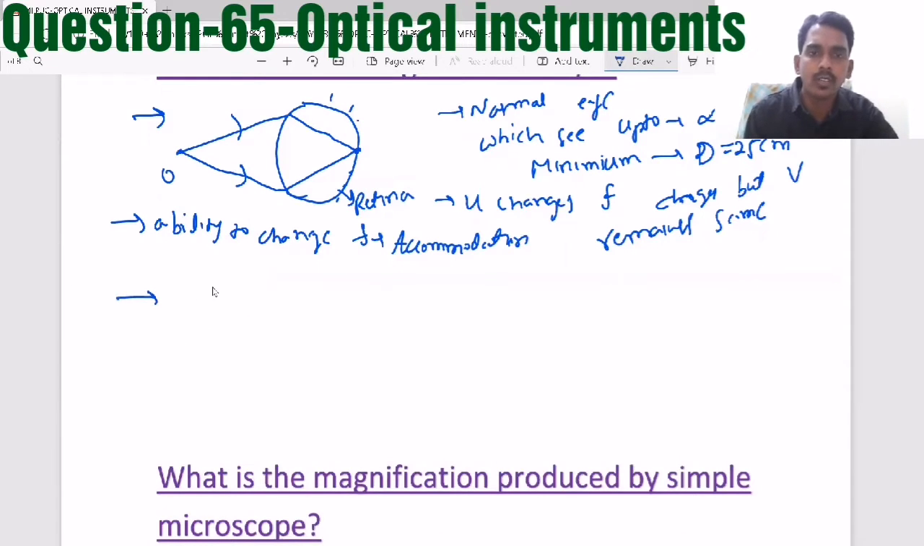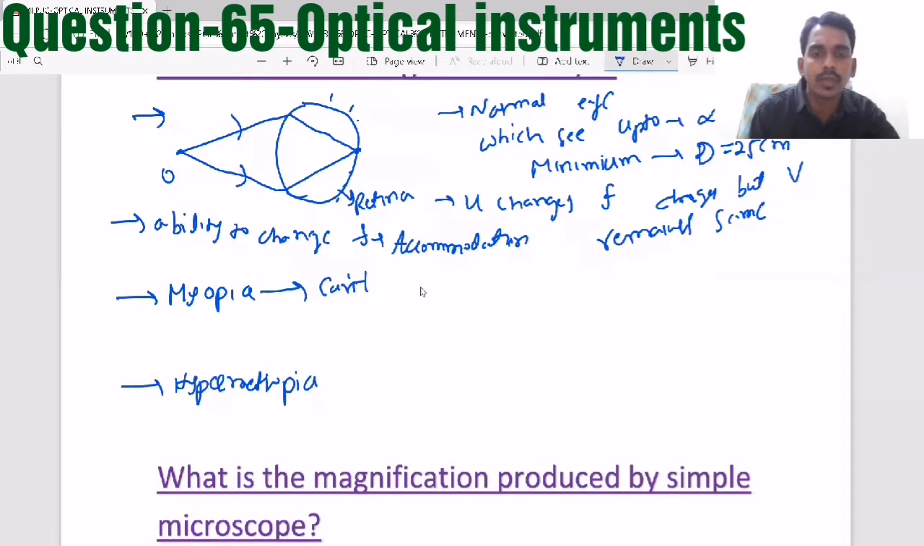And when you consider such a human eye, there are two types of defects: one defect is myopia, another defect is hypermetropia. These are the two things we need to understand. Here, the person with this defect cannot see far objects. Suppose up to some maximum distance he can see, like X. So X is the maximum clear vision. He can see up to this distance.